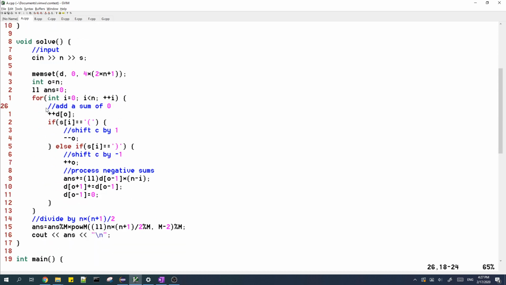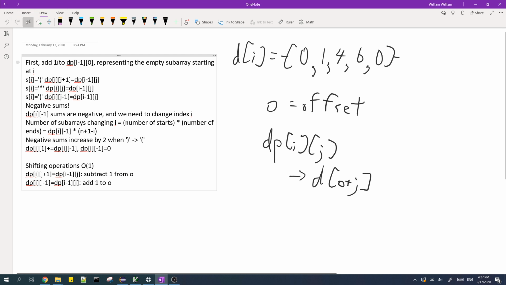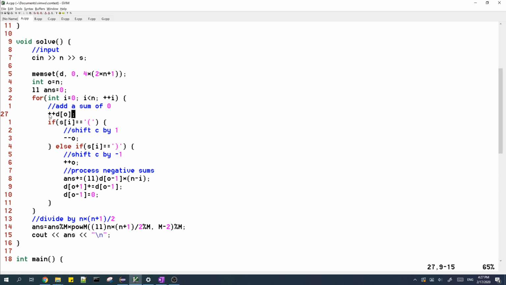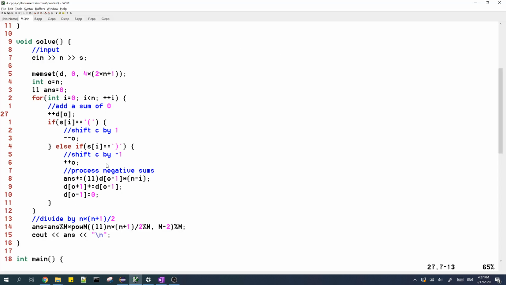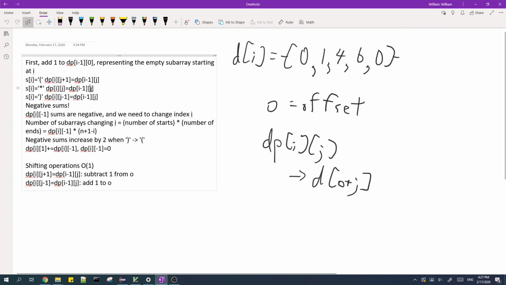So now I just implement the transitions for the dp. So remember, at first we add 1 to dp of i of 0, and this is shown over here. So because of the offset, dp of i of 0 becomes d of O. So I add 1 to d of O, and then I just process the cases. So first, if the new character is an asterisk, then nothing happens. So I don't do anything when the character is an asterisk.